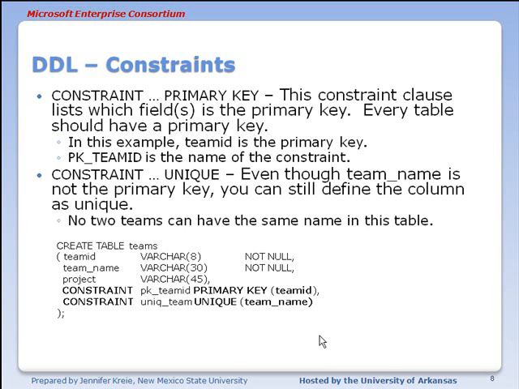The uniqueness constraint is again the constraint command, the constraint name starting with UNIQ, the unique reserved word, and then the field that has that uniqueness constraint. So you can have a field in a table that has a uniqueness constraint, meaning no two teams can have the same name in this table, even though that particular field, team_name, is not the primary key.